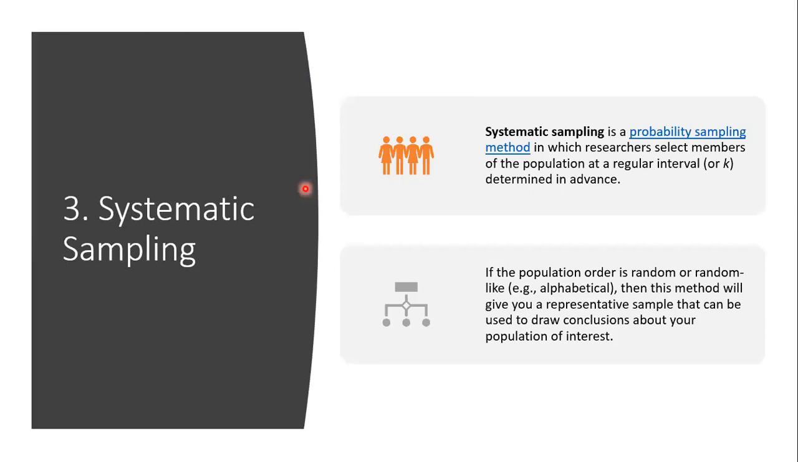So moving on to systematic sampling. Systematic sampling is a probability sampling method in which researchers select members of the population at a regular interval determined in advance. If the population order is random, like alphabetical, then this method will give you a representative sample that can be used to draw conclusions about the population of interest. As an example, from a population, we will pick the nth individual.